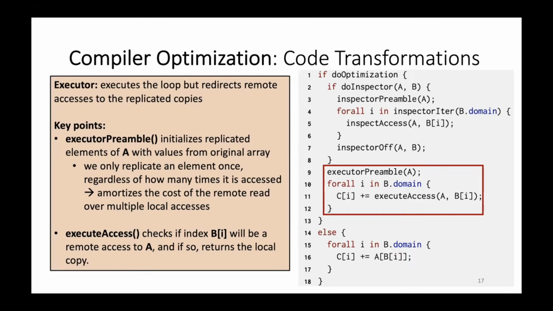And that seems counterintuitive because the whole point of this optimization is to reduce remote communication. But the key thing is, regardless of how many times a value is accessed remotely in the loop, we only replicate it once. So we do one remote read to get it, and then we can amortize that cost over multiple local accesses. And again, this execute access call is going to do a similar check that the inspector does to determine whether it's remote, and then it's going to return the local copy if it was a remote access. Otherwise, it'll just return the original local value that wasn't replicated.